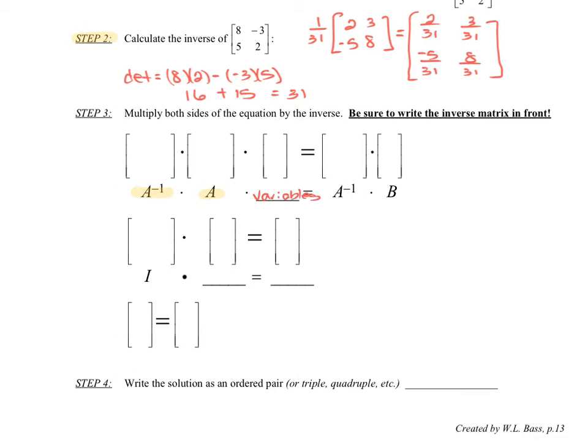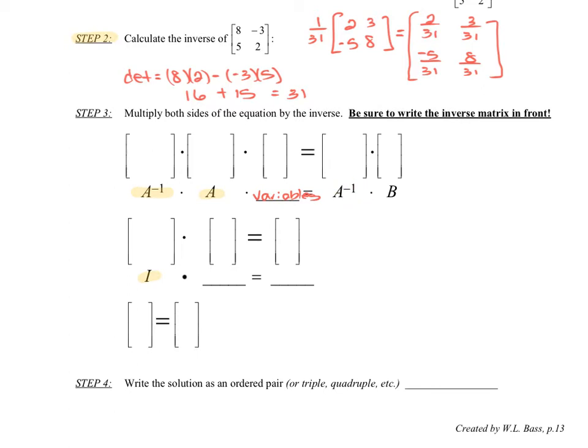What we know is that the inverse times the coefficient matrix is going to give us the identity. So that's how we're going to get rid of that part and be left with just our variables. Of course, what we do to one side of the equation, we have to do to the other side of the equation.